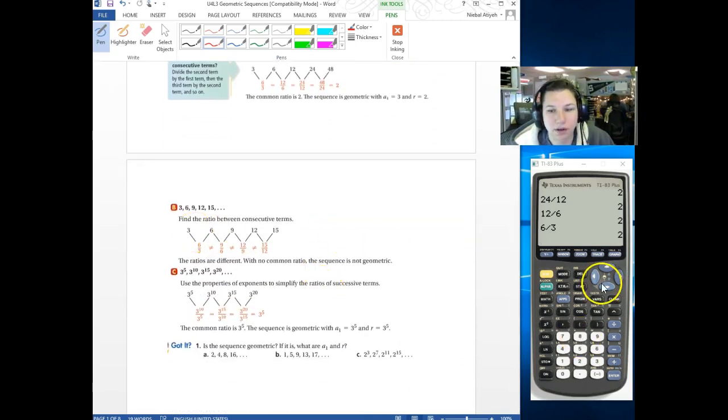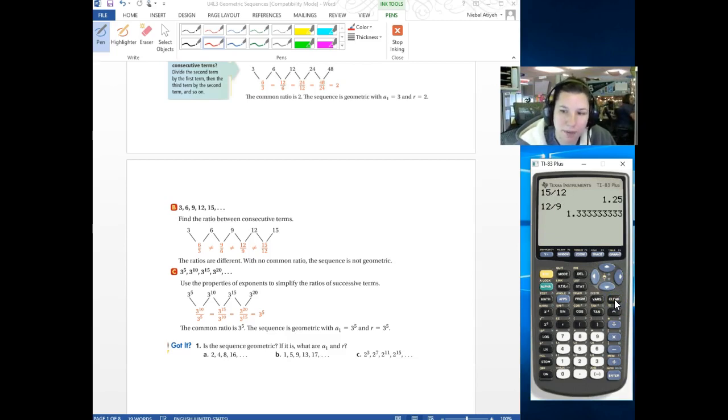Okay, we'll try the next set of numbers. 15 divided by 12, 12 divided by 9, 9 divided by 6, and 6 divided by 3. Notice I've gotten a different number each time, so this would be not geometric.